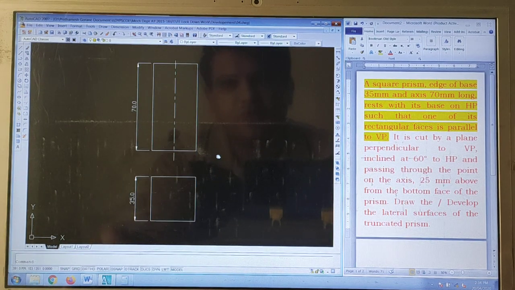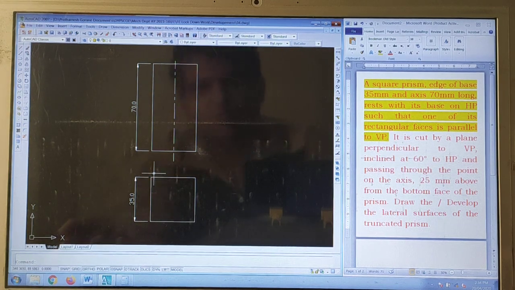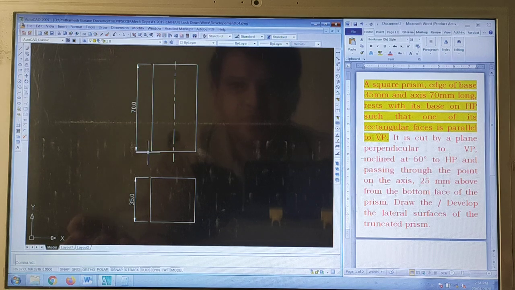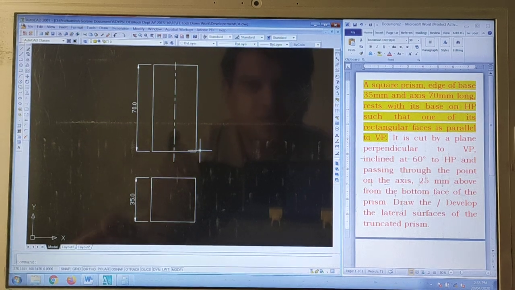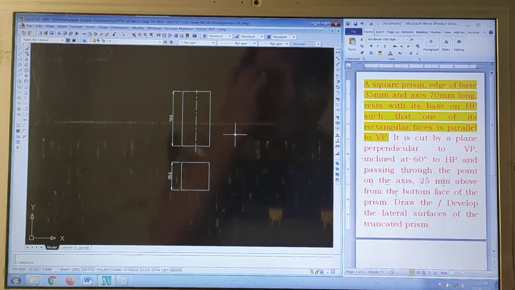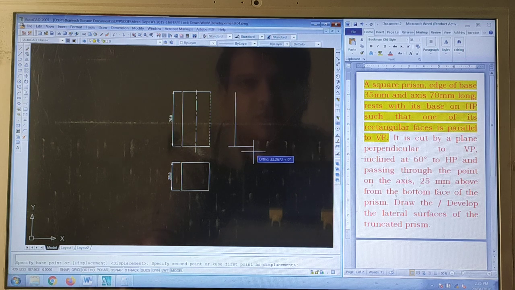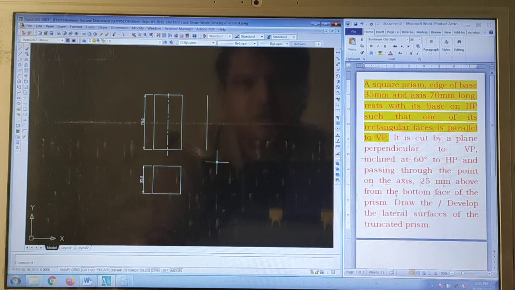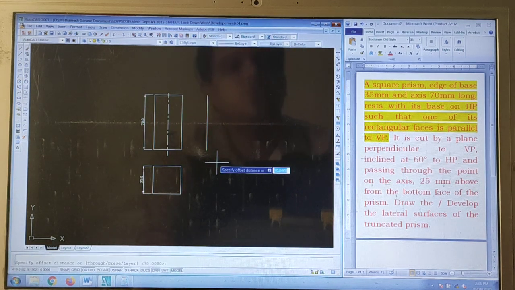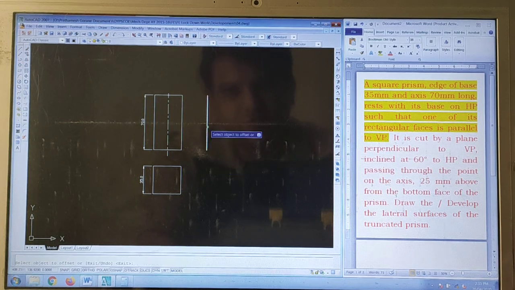Now we should do the naming part. If we give the naming, it is A, B, C, D; the top surface is not required, not a problem. Then over here A, B, C, D, like this. Then we have to copy this particular line like this, and then offset this by 35.